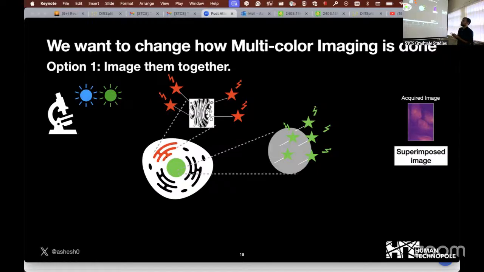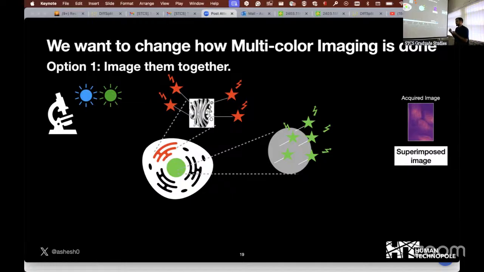So what you do is, if you have 2 fluorophores, you shine both lasers together. So the photons from both fluorophores are excited, and you have a broad enough emission filter which will collect all the photons. So what you will get is a superposition. You will get a superimposed image.